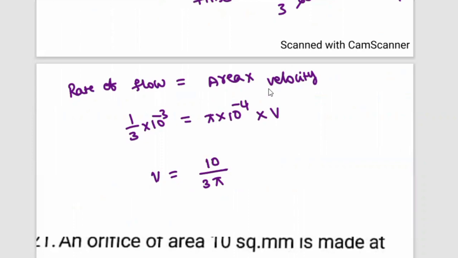3 times of the pi. If you take approximately pi is equal to 3.14, this gets cancelled. V is equal to, you can write as 1 meter per second. Otherwise, if you take 100 centimeter per second.